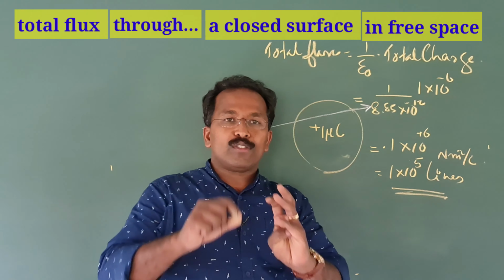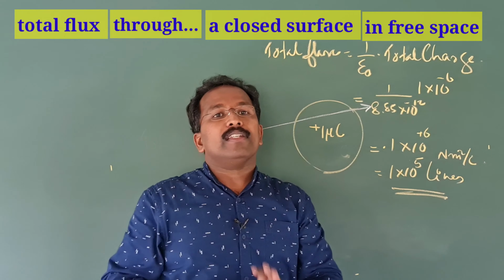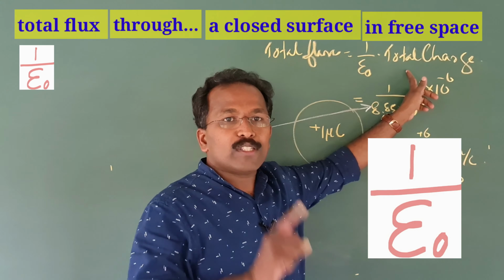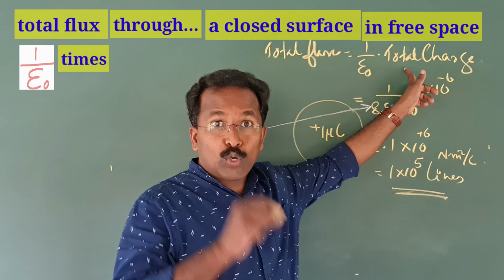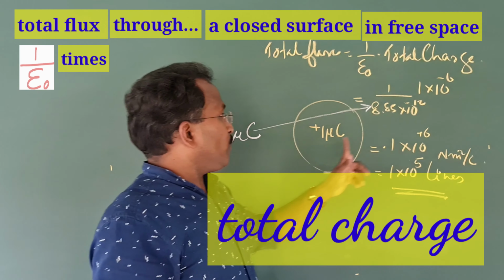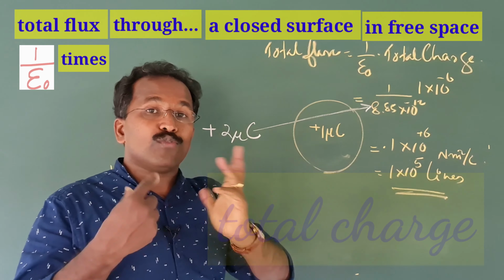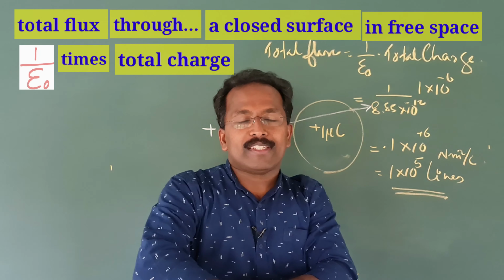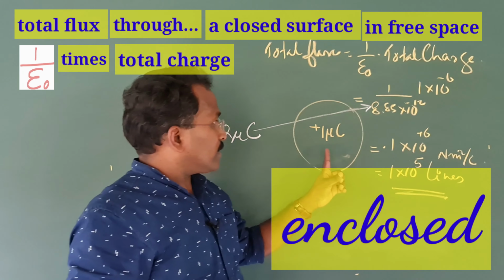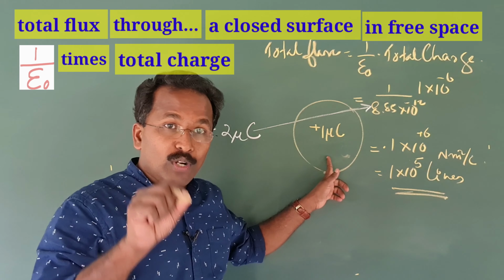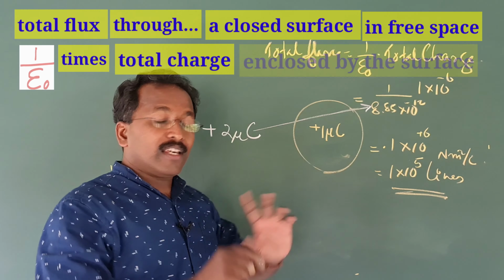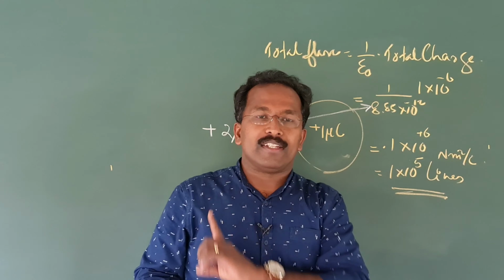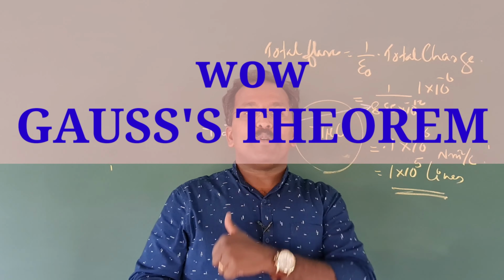So the total electric flux through a closed surface in free space is 1 by epsilon 0 times the total charge or net charge. You have to again write total here, the reason is you may have positive charges as well as negative charges. The total charge enclosed by the surface, you must write enclosed, because the charges inside only are considered, outside charges are not considered. So verbatim you must study, by heart it, Gauss theorem, such an important thing.